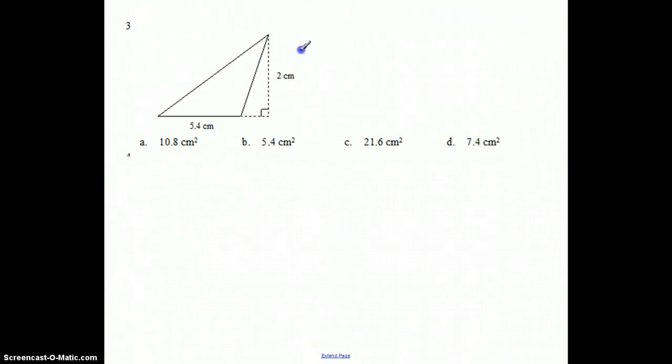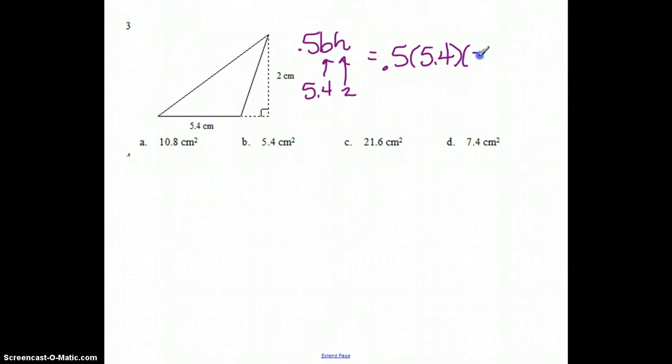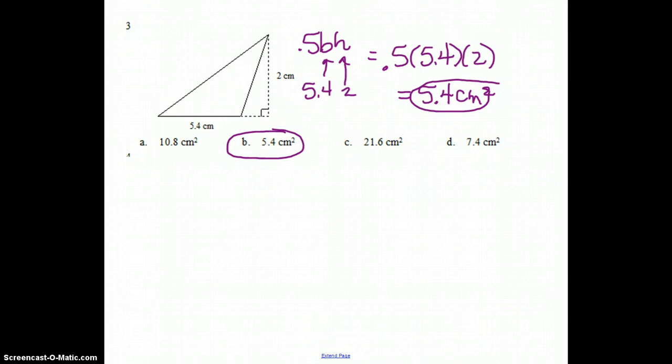Okay, with a triangle, it's 1/2 the base times the height. The base in this one is 5.4, and the height is 2. So it's going to be 0.5 times 5.4 times 2. So I end up on number 3 getting 5.4 centimeters squared as my answer. So my answer is B.